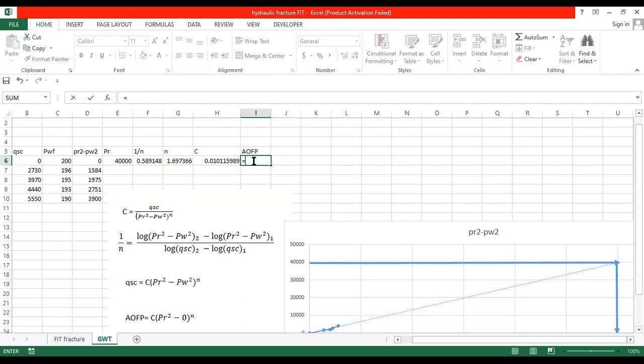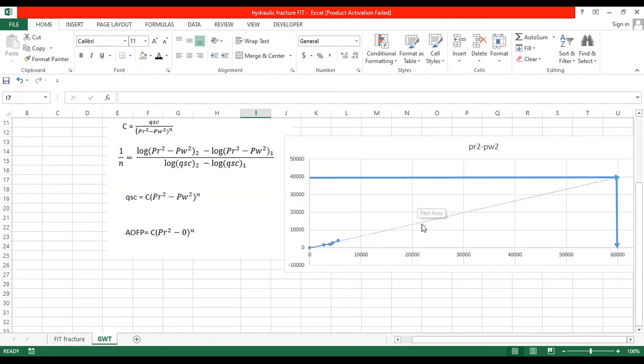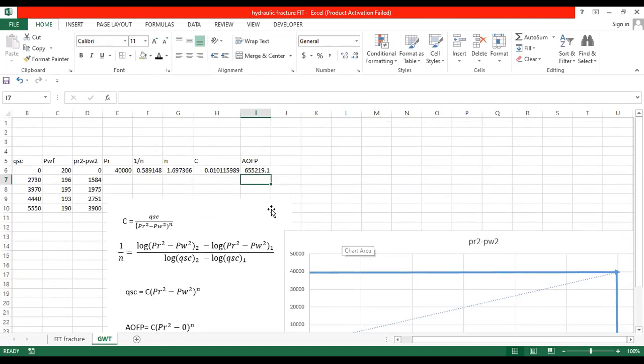So theoretically, AOFP can be given as C into PR square power n. So C value was given into PR square. PR square here we have written already. That is this, and for PR square we have power n. So we are getting 65,521, something like that. So we have 60,000 here, and we have 65,000, something more.